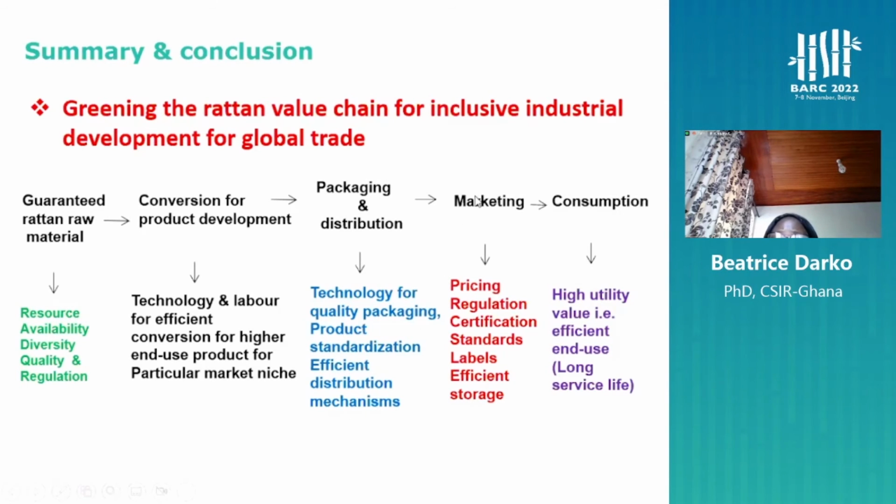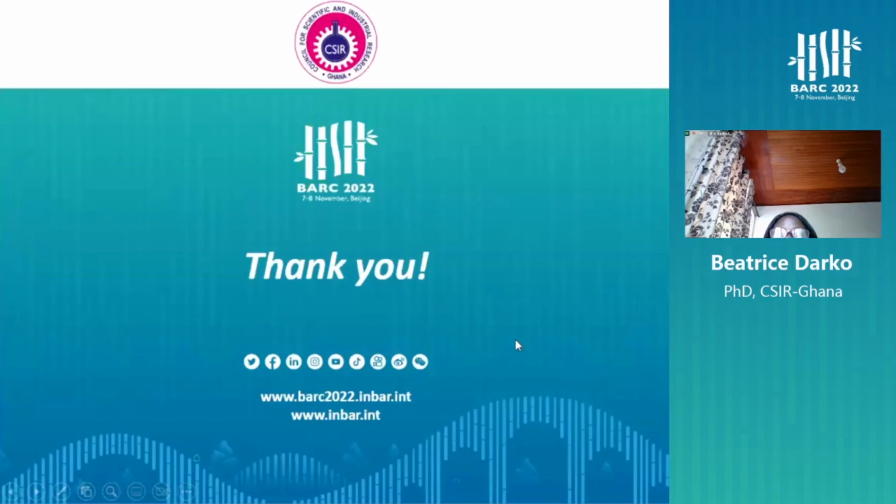Then to be able to get to the market, we need pricing, regulation, certification, standard labels, and efficient storage to promote shelf life. And at the consuming level, we will need high utility value, that is, efficient end use, which can promote long service life. Okay, so thank you.